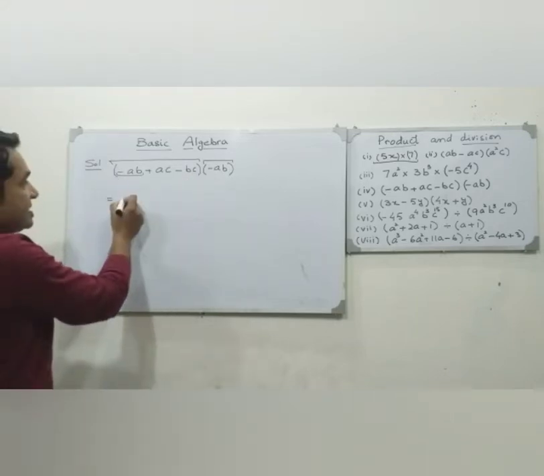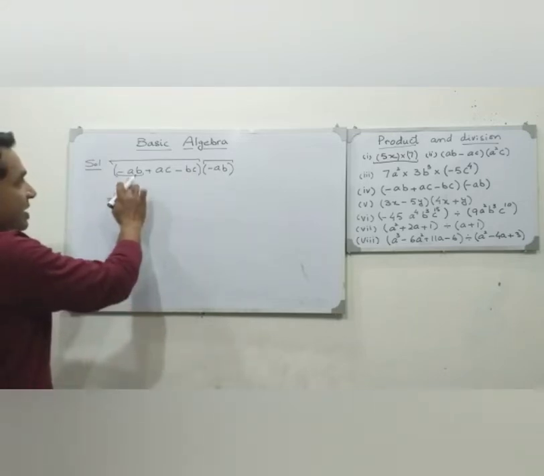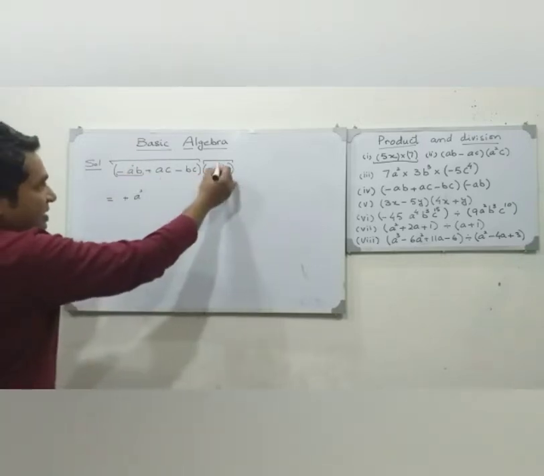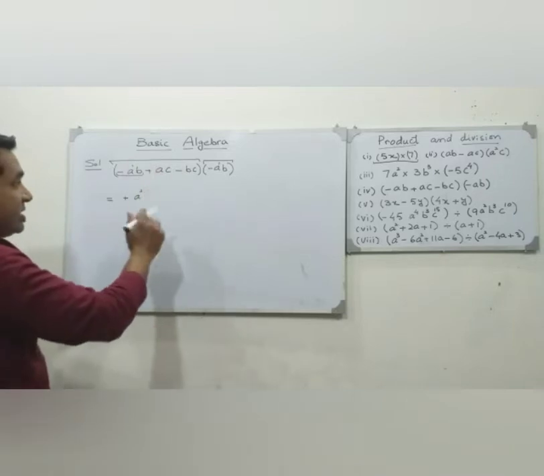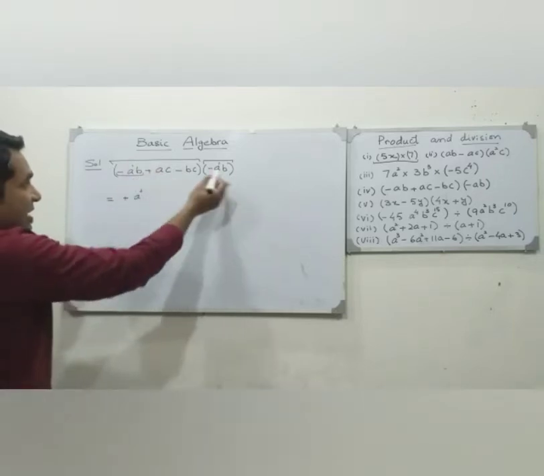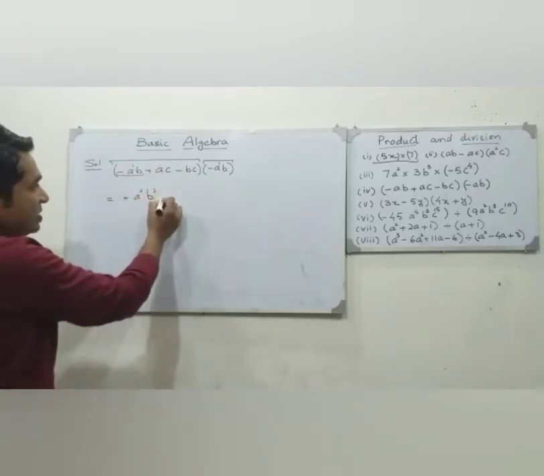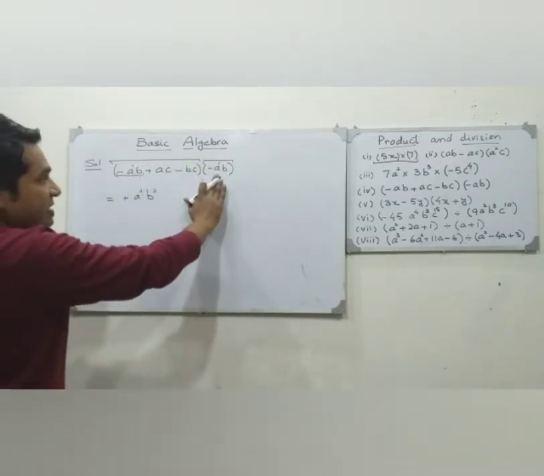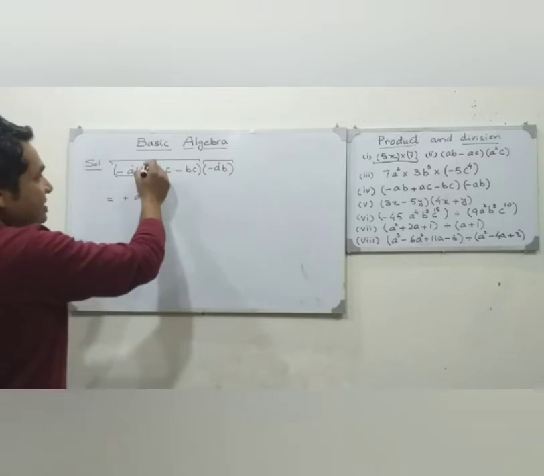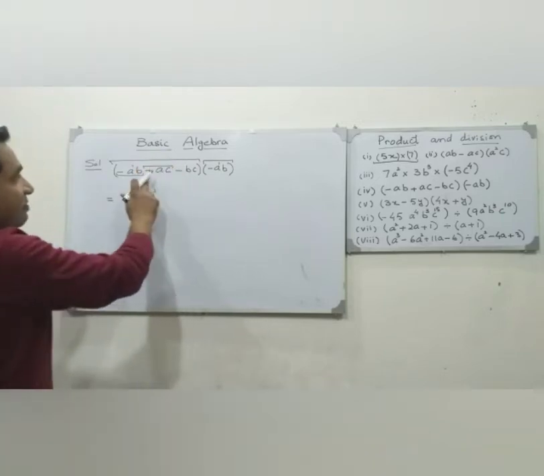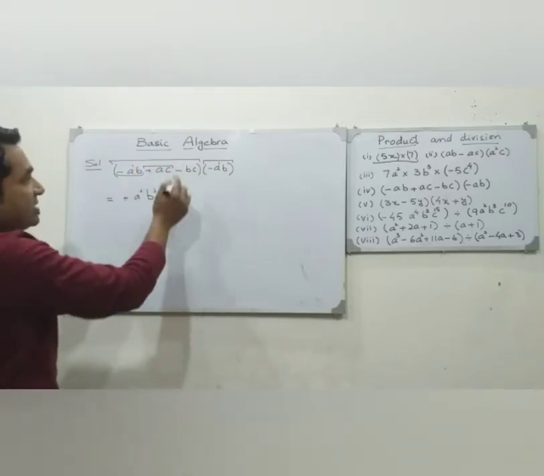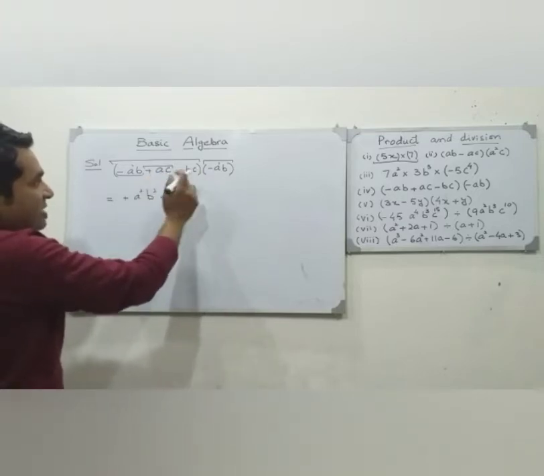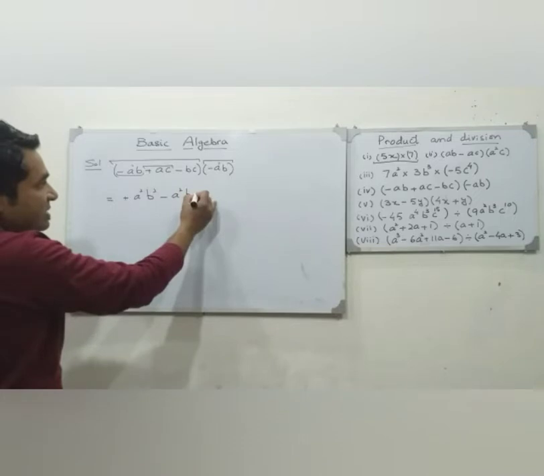Minus times minus is plus, a times a is a squared, because here we have one, here we have one, these both add together, and this is b and b, and will be b squared. Now this term we have multiplied with this. Now the turn of this term has come, this with its sign. So positive times negative is negative, a times a is a squared, and b will come as it is, c will come as it is.